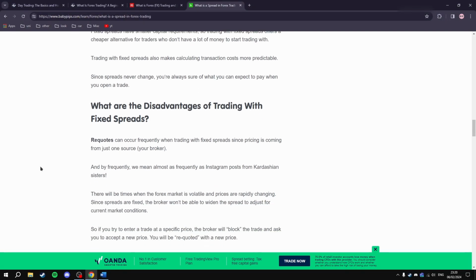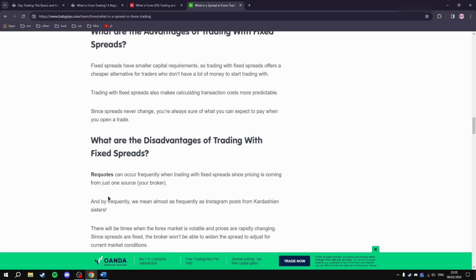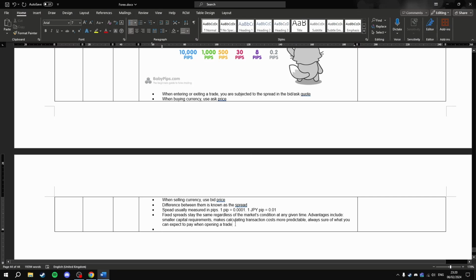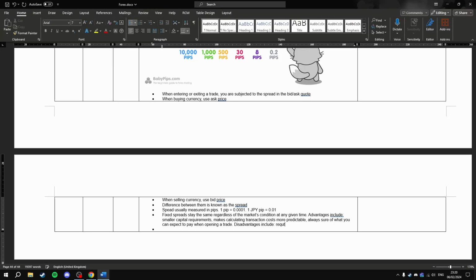What are the disadvantages of trading with fixed spreads? Requotes can occur frequently with trading fixed spreads since price is coming from just one source, your broker. So disadvantages include requotes can occur more frequently.